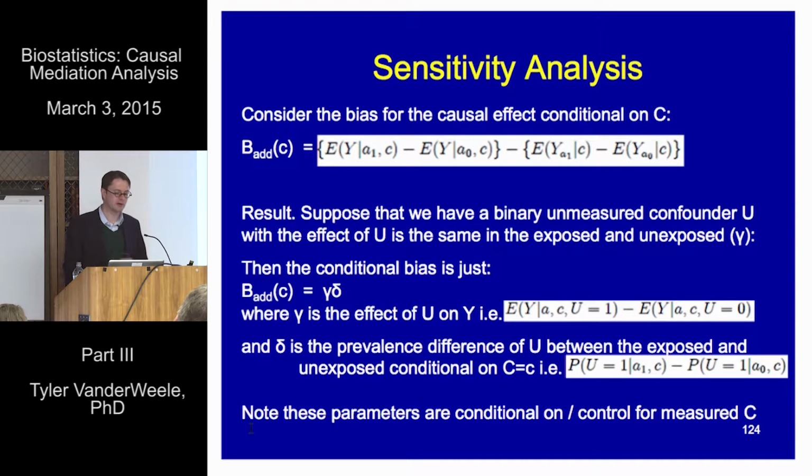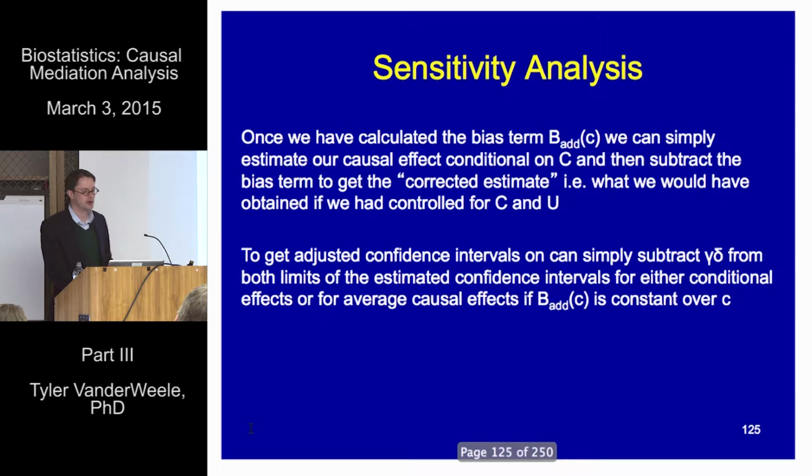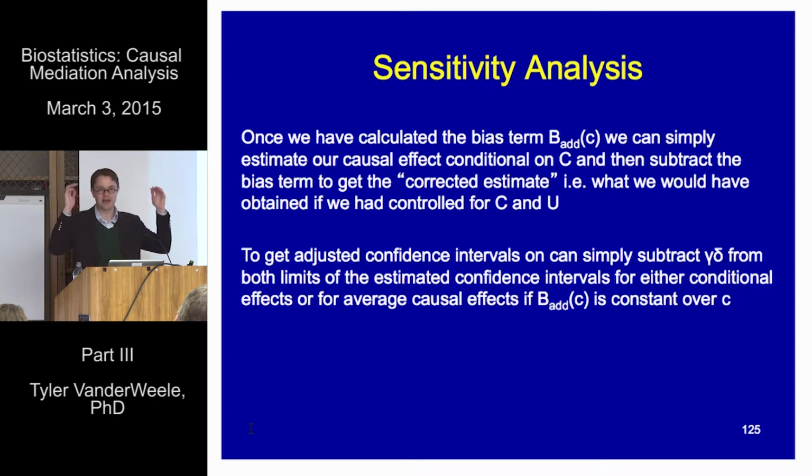Once we've specified those parameters and calculated the bias factor, we can get a corrected estimate and a corrected confidence interval under these simplifying assumptions by just subtracting that bias factor from our estimate and both limits of the confidence interval. That'll give us a corrected estimate and corrected confidence interval. So again, fairly straightforward to do in practice.